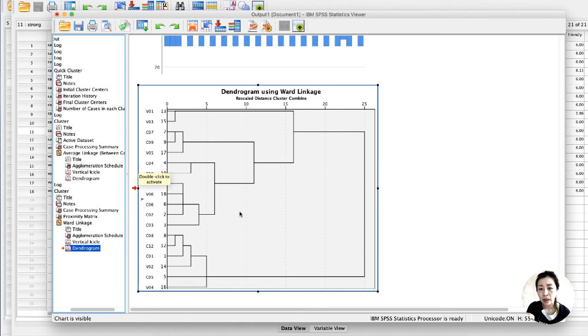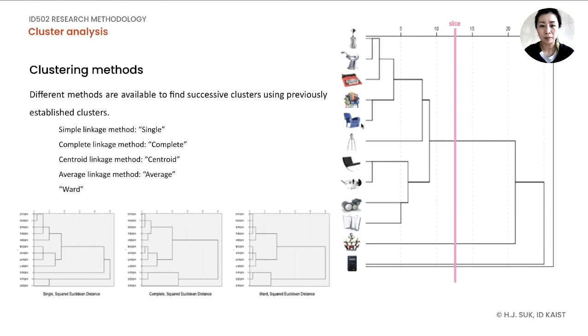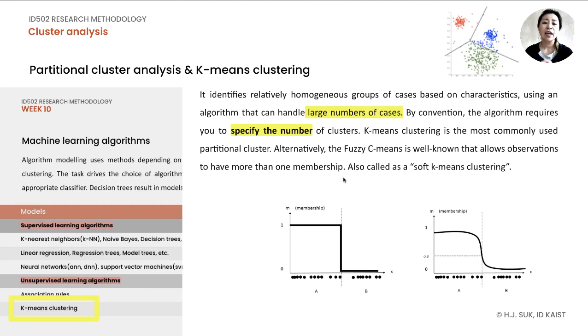So you can draw a different dendrogram if you use a different method. Using Ward's method, we obtained this dendrogram, and you can slice it depending on your research interest. All right, and the second one among the 4 is partitional cluster analysis.